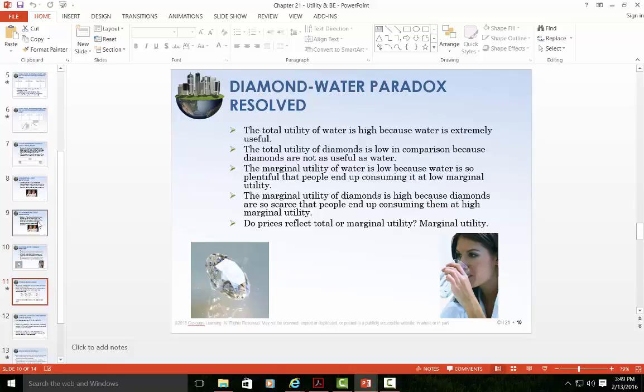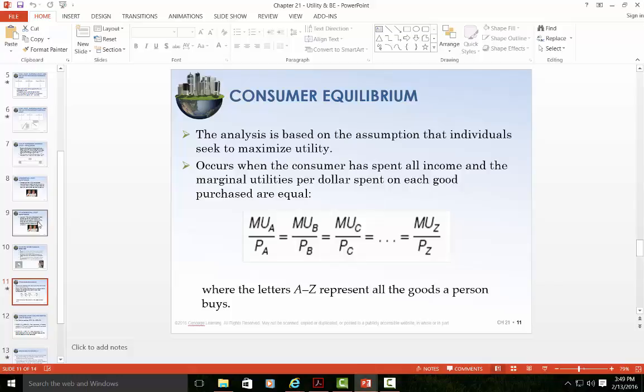Let's look at this notation. What economic theory has done is put it in notation form to help us understand it a little better. If we were in an advanced econ class, we'd be doing a lot of math with this. We're not going to do that here.